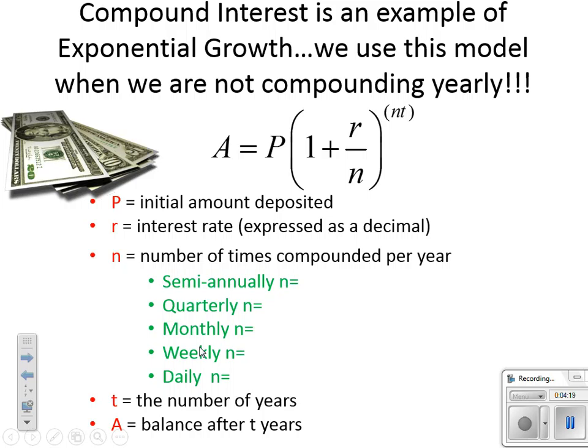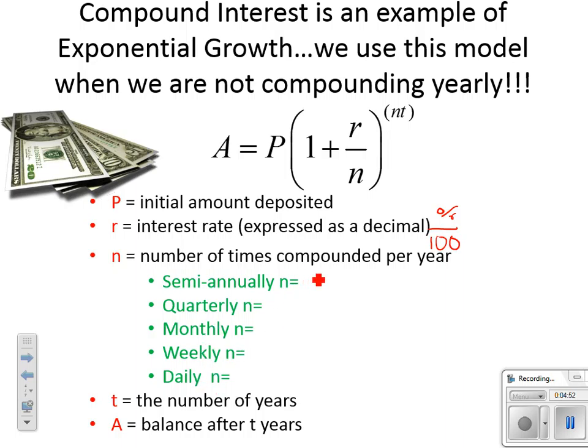So our equation is A equals P times the quantity 1 plus r over n all to the power of n times t. P is the initial amount deposited, or what we started with, and then r is our interest rate, and remember that we want to express this as a decimal, so the percent over 100, and then n is the number of times compounded per year. And remember, this is more than once a year, so it's either semi-annually, quarterly, monthly, weekly, or daily.